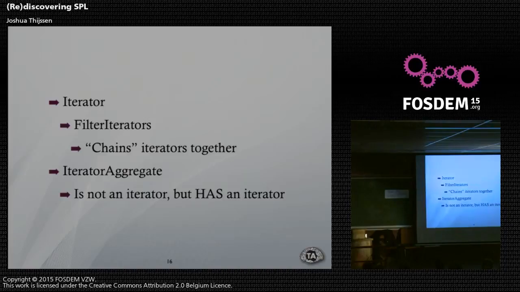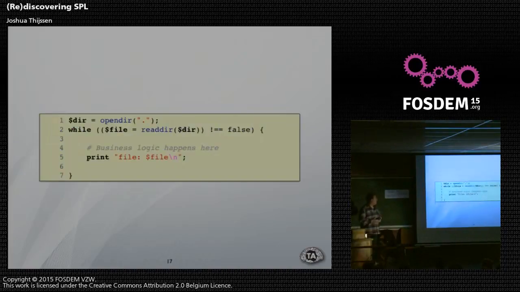Okay, so as an example on how to use iterators. Can anyone read this code? I think you all pretty much understand what this says, right? We open a directory, we read files from that directory, and we print every file in that directory. Everybody has written code like this, most probably, right?